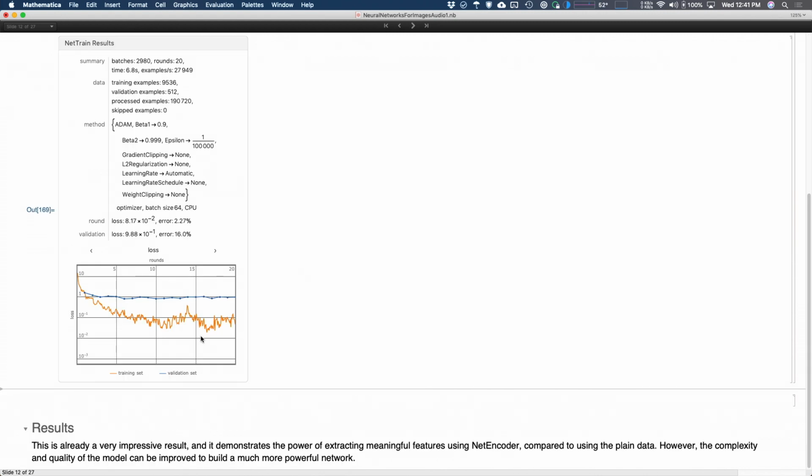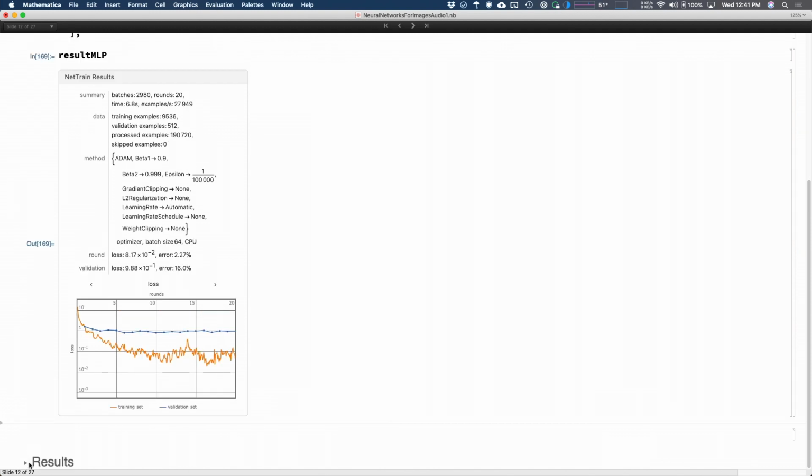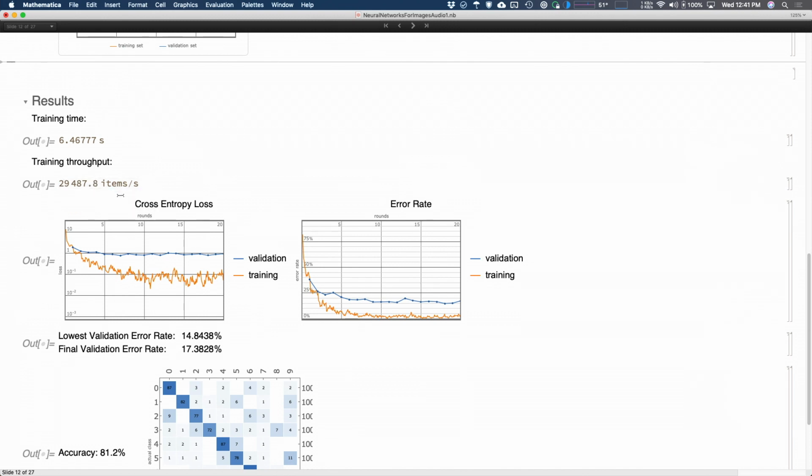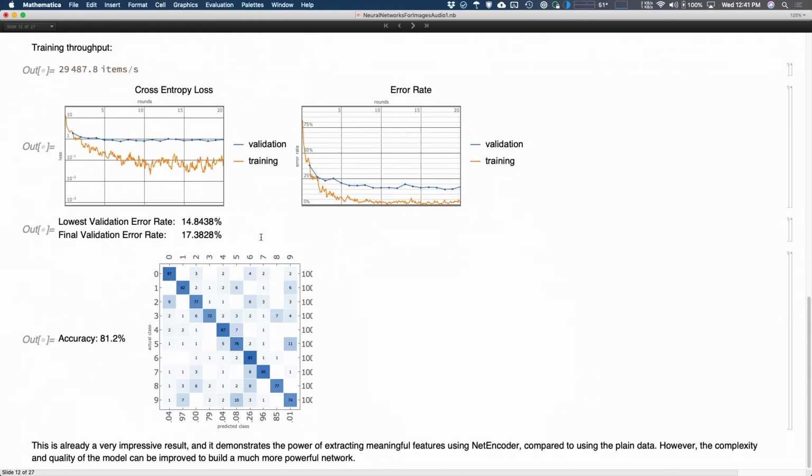Well, let's see if my machine actually wants to scroll down. Here we go. It took about 6 seconds with a throughput of about 30,000 examples per second. We still get an accuracy of 80%. The only knowledge that we injected into this problem was the fact that we computed the MFCC features. And this is why, even with such a simple network, we can get such a high accuracy. Of course, we can do better by using a more complicated network.